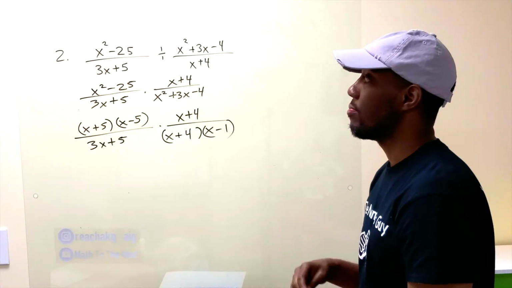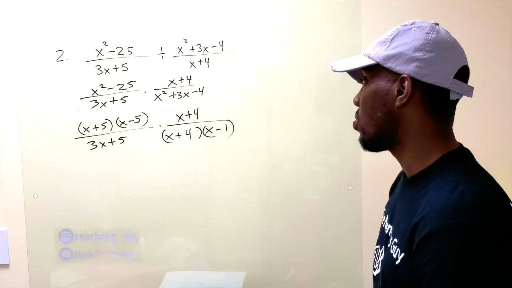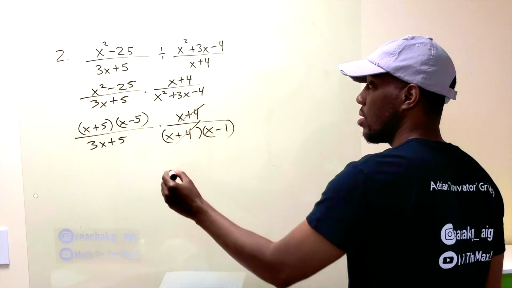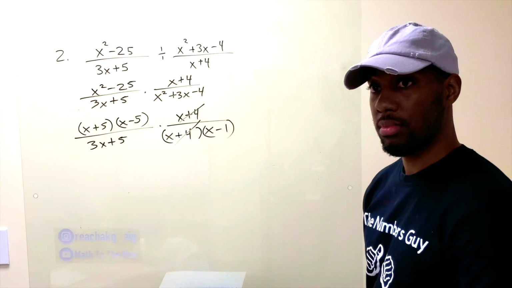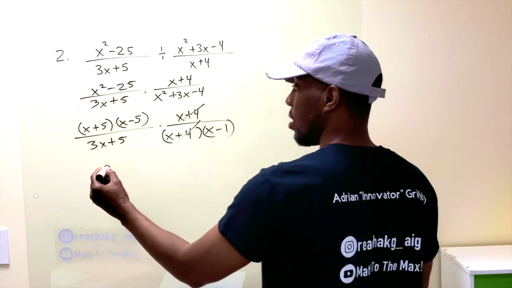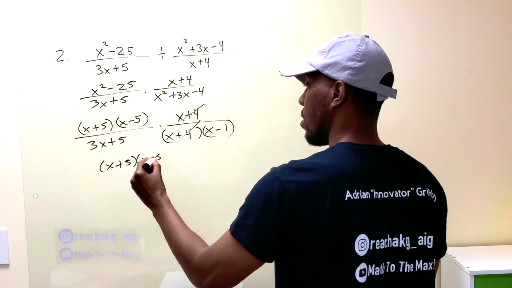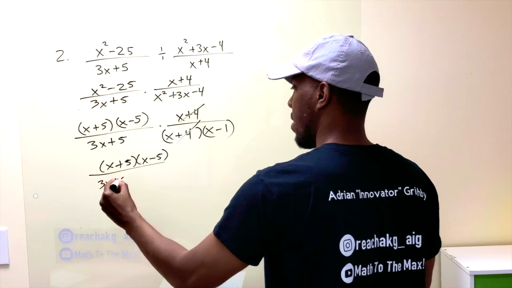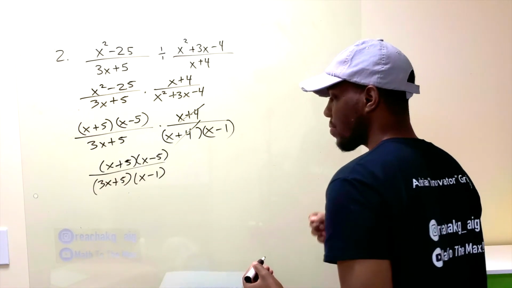Now that you have it factored, I'm looking to see what I can cancel out on top and bottom. The x plus 4s. That's it. So when you write your answer, what's left? X plus 5, x minus 5. And at the bottom, 3x plus 5, and then the x minus 1.